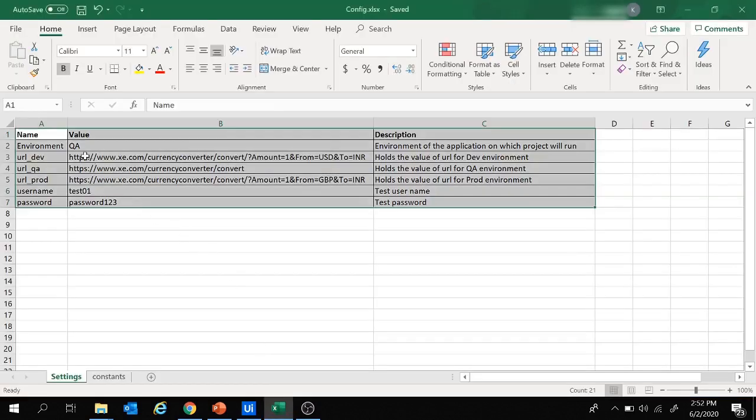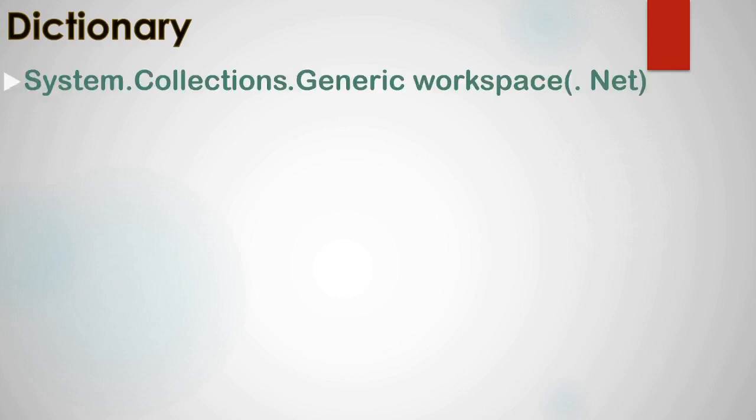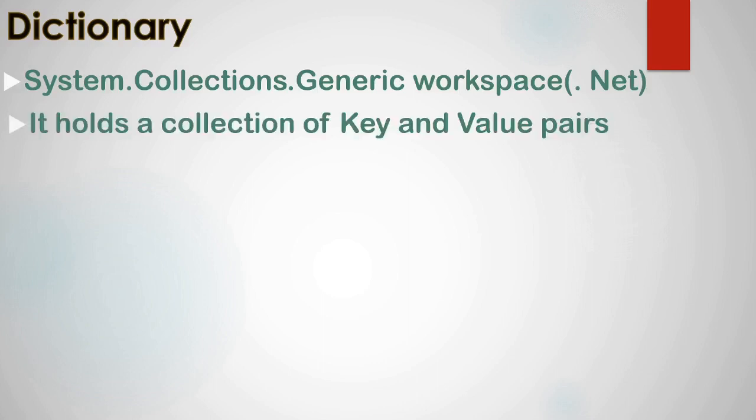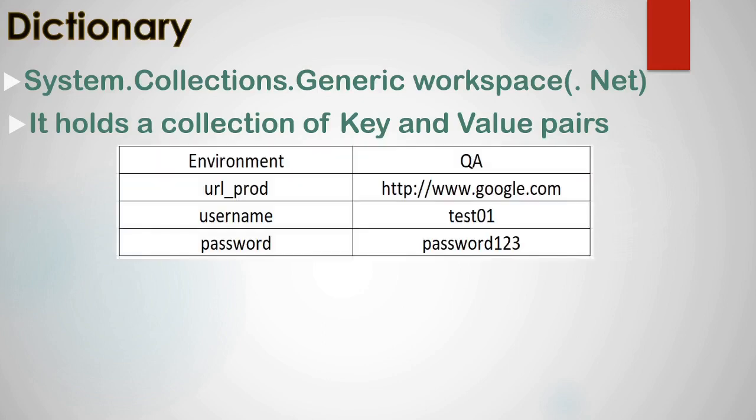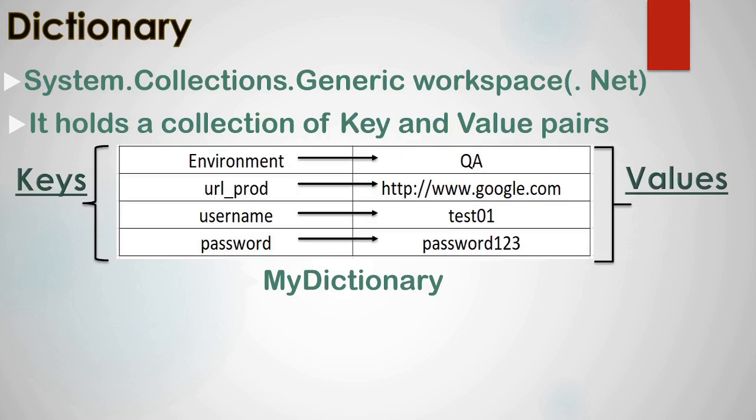Now we want to add these values inside a dictionary variable as a key value pair. So let's try to understand what is this dictionary variable. So this dictionary is a .NET type of variable which comes under system.collections.generic namespace, and this holds a collection of key value pairs. So let's say that I have few fields like this, and I created a variable my dictionary, and here I want these to be the keys and these to be the values to be mapped like this.